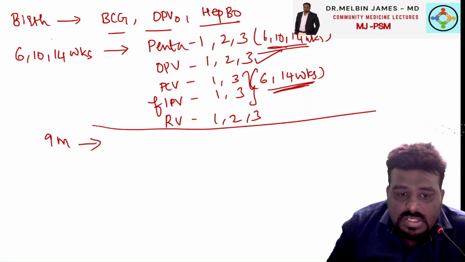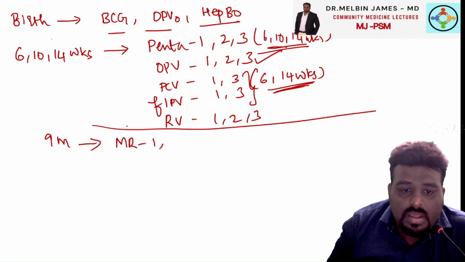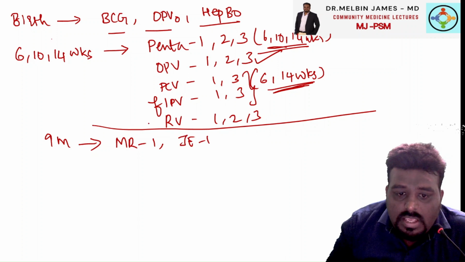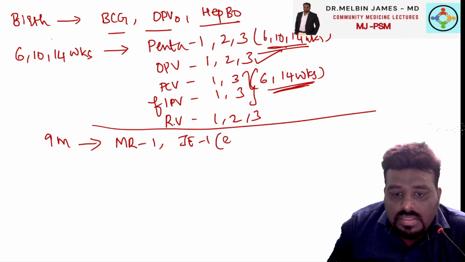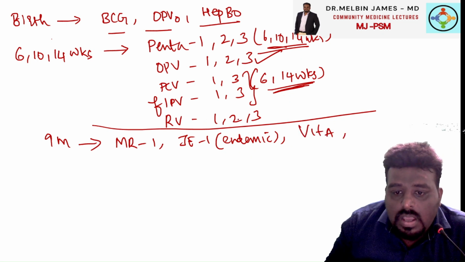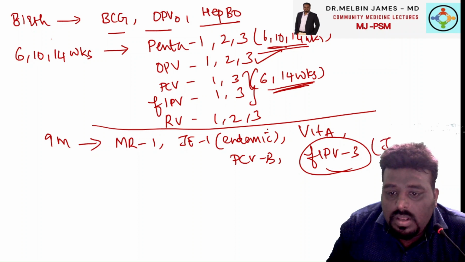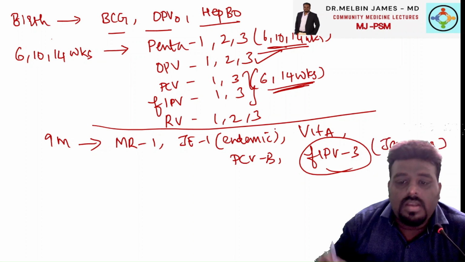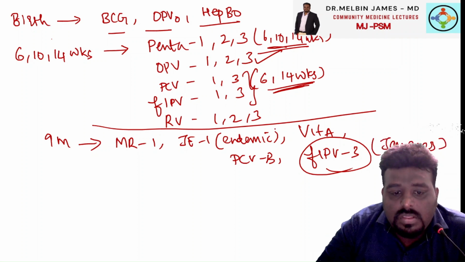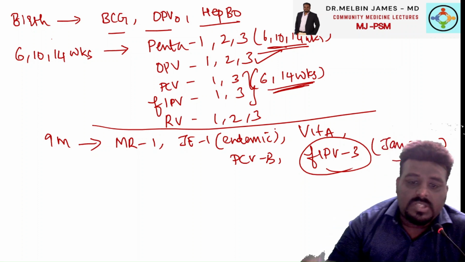At 9 months, another list of 5 vaccines is given: MR1, JE1 only in the endemic areas, and we'll start vitamin A prophylaxis. What are the other remaining vaccines? We'll be giving the PCV booster and the recently introduced fractional IPV third dose. This came only in the January 2023 update. The fractional IPV third dose is given at the 9th month of age.